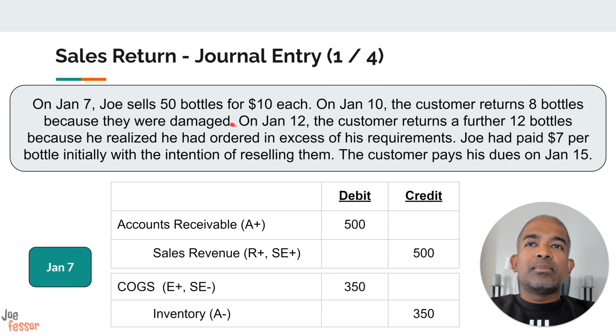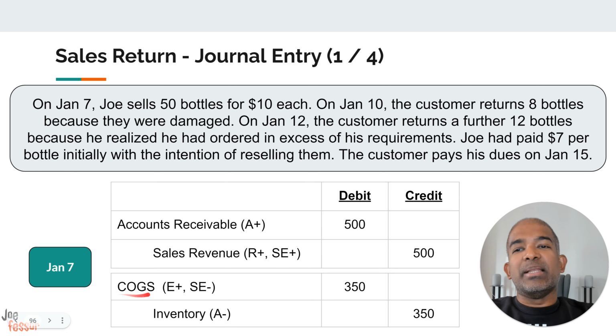The cost of procuring each bottle was $7, right? So 7 times 50 is $350. So Joe has to credit his inventory by $350. He has to remove those 50 bottles from the inventory and transfer it to cost of goods sold. Cost of goods sold is an expense and hence that would be debited. So you debit cost of goods sold by $350 and you credit your inventory account by $350.